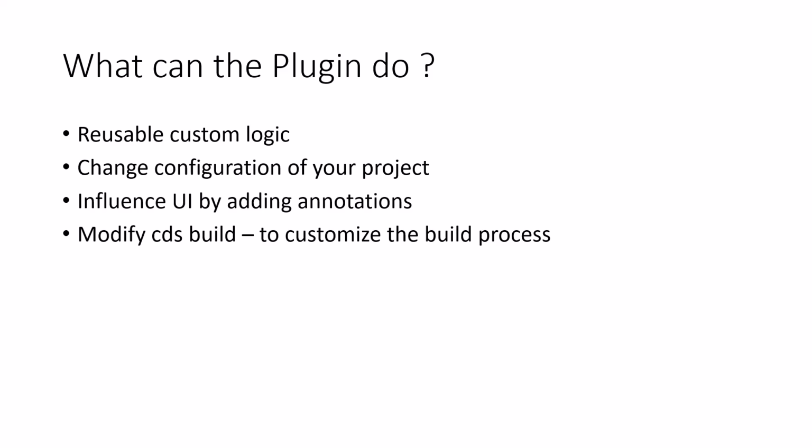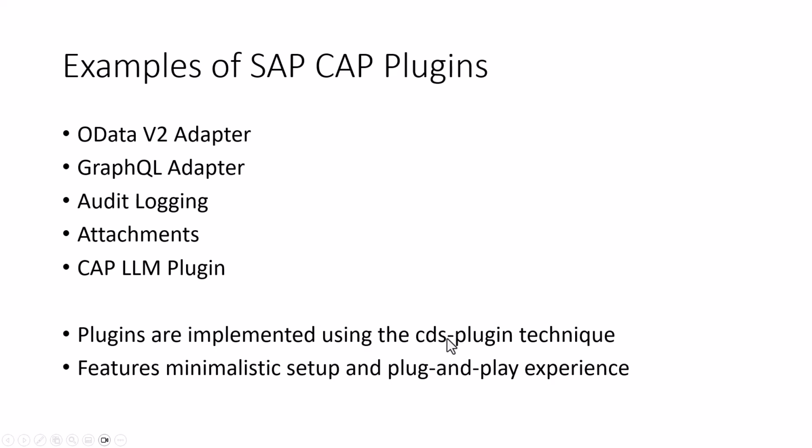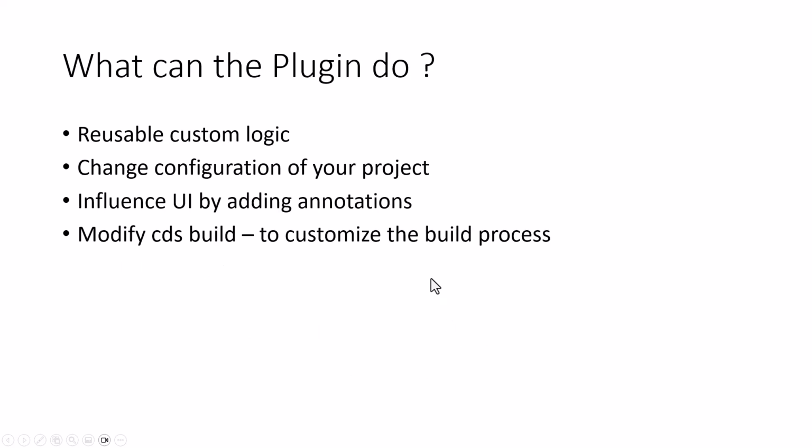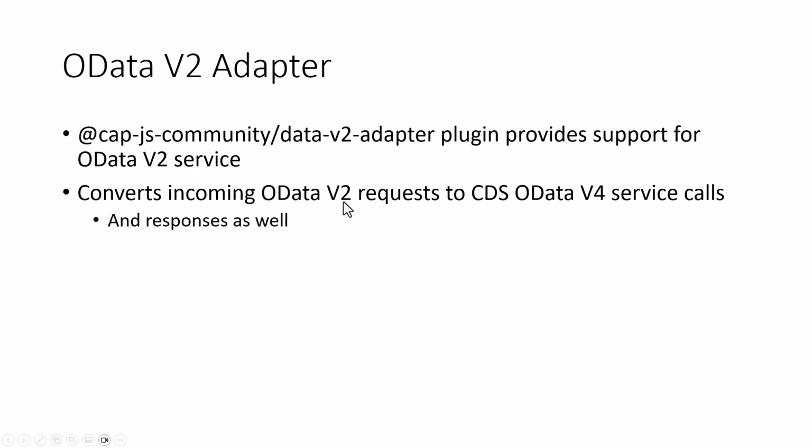Now you can also influence the UI. We will look at the attachment plugin, where we can influence the UI by adding a new section to the object page. You can also modify the CDS build. I already mentioned that you're going to be using the CDS plugin technique, and in your CDS plugin you can add some code that will allow you to customize the build process as well. So there's quite a bit that the CAP plugin can do. Let's look at some examples and how you can build one as well.